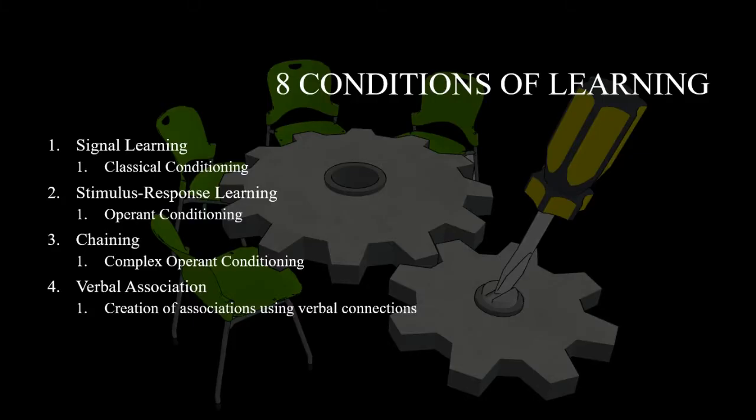The final area of Gagne's concept is the 8 conditions of learning. These conditions must be learned in order, and each one must be mastered before moving on to the next. The first condition is signal learning. This is the same thing as classical conditioning. This is what Pavlov was researching when he conditioned dogs with a bell at dinner time. The end goal is the modification of one's reflexive actions.